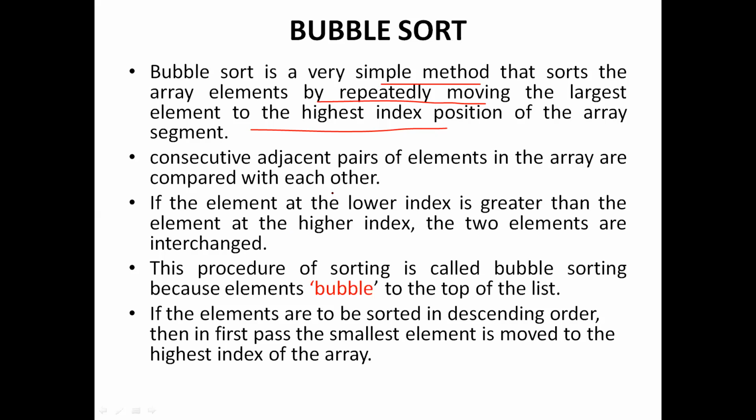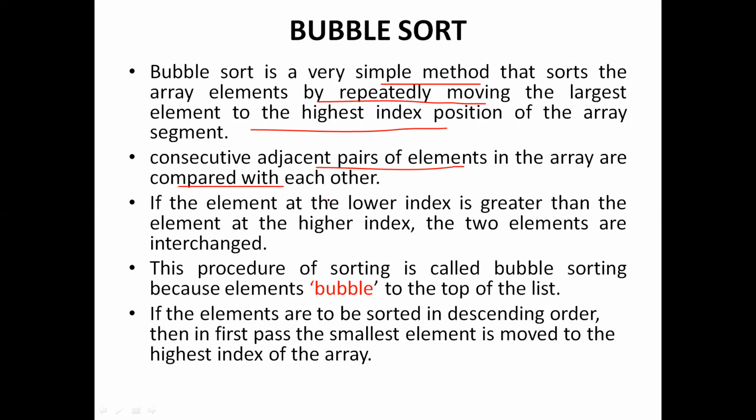So in bubble sort, what we are going to do is, consecutive adjacent pairs of the elements in the array are compared with each other. So the contiguous elements, next to next. The zeroth index is compared with the next index, the first index, and the first index is compared with the second index. So this is what we mean by consecutive adjacent elements being compared.